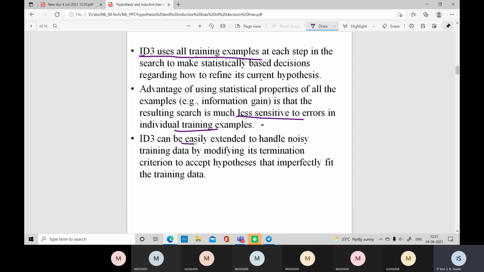And ID3, even if the data set is not proper, even if the data set has some type of noisy data or unclean data, that can also be handled by using some simple techniques, which we will see. And then we will generate some hypothesis for that. Even the imperfect data set can be given to the decision tree.